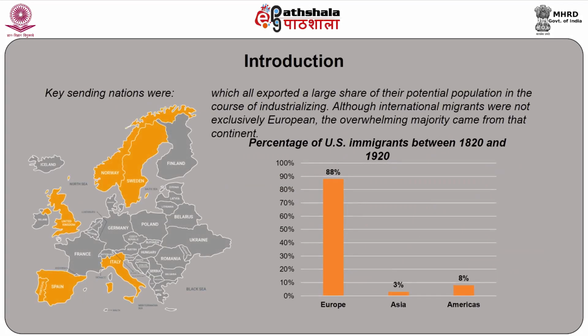Key sending nations were Britain, Italy, Norway, Portugal, Spain and Sweden, which all exported a large share of their potential population in the course of industrializing. Although international migrants were not exclusively European, the overwhelming majority came from that continent. Of all US immigrants between 1820 and 1920, for example, 88% were from Europe, 3% were from Asia and 8% came from the Americas.